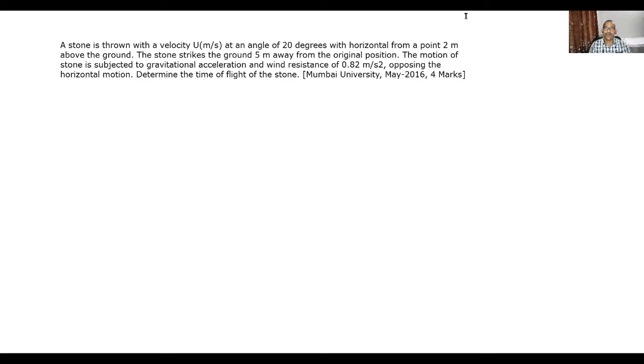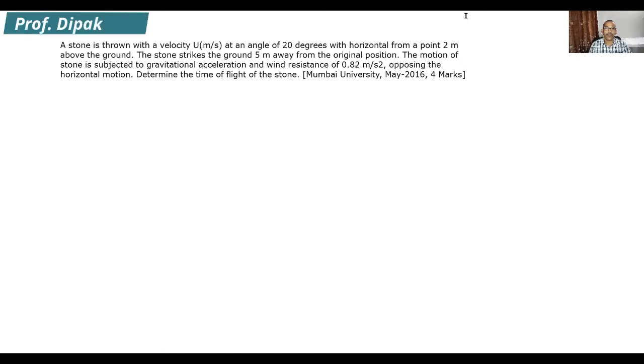Given, from a point 2 meter above the ground. I mean, from where this stone is thrown, 2 meter above the ground. The stone strikes the ground 5 meter away from the original position. That means this is nothing but some horizontal distance traveled.